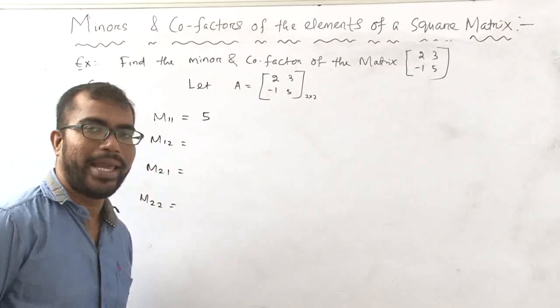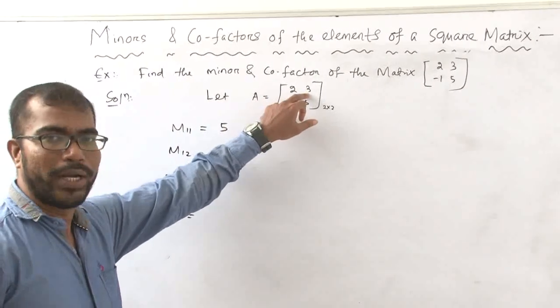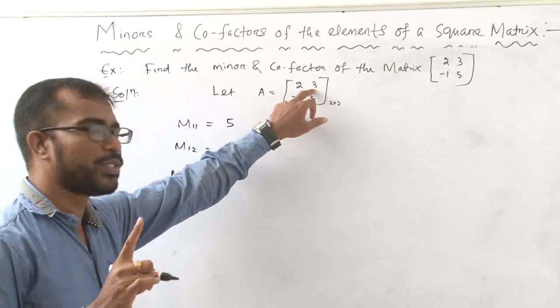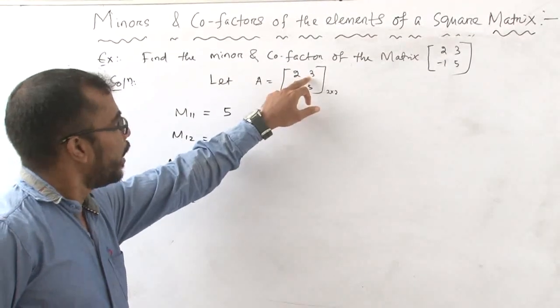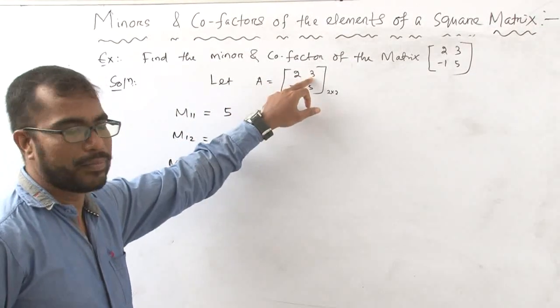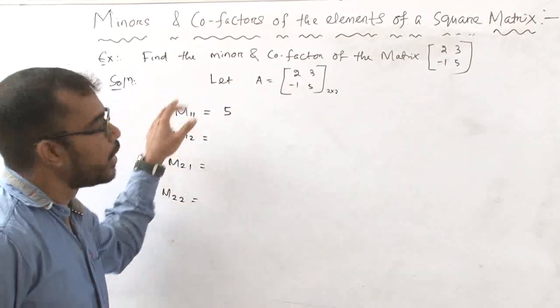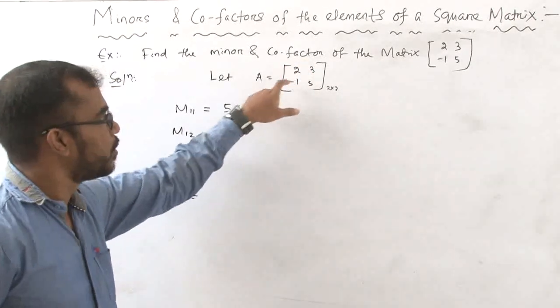Now M12 means the first row and second column element. To find M12, we delete the row and column of this element 3, then we get only minus 1.